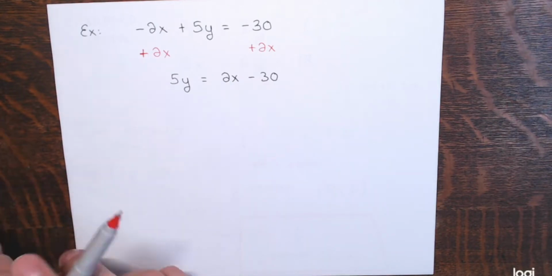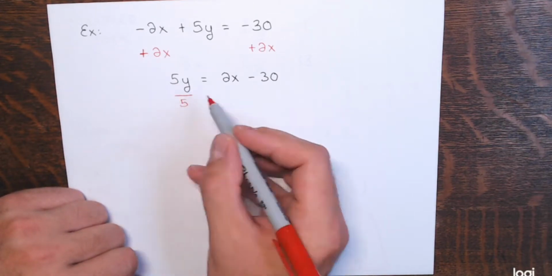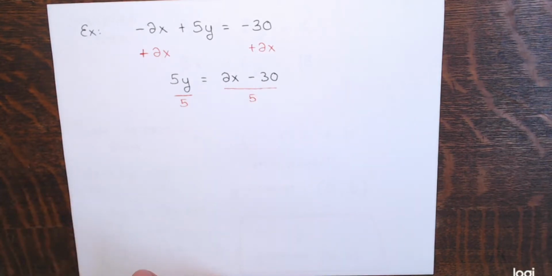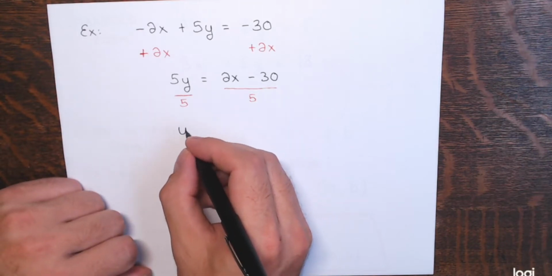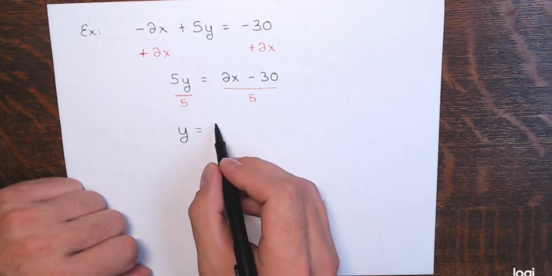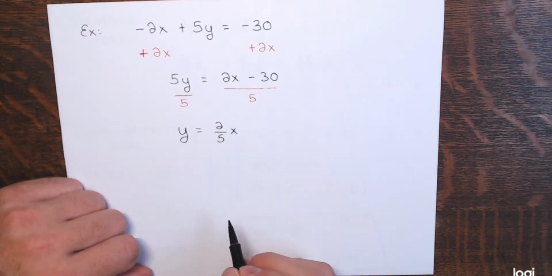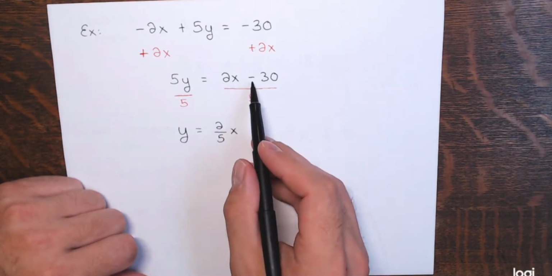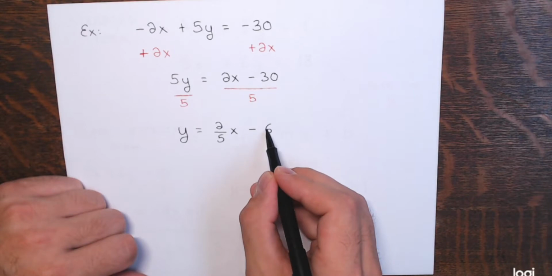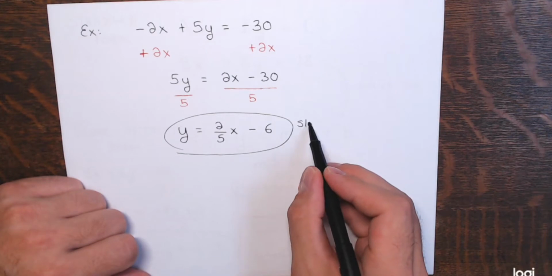And then I want y by itself. So let's get rid of the 5 by dividing everything by 5, both sides, every term. So on the left we have y equals 2x divided by 5. 2 divided by 5 is simply 2/5, so this is 2/5 times x, that first term. And the next term, negative 30 divided by 5 is negative 6. So here's the equation in slope-intercept form.